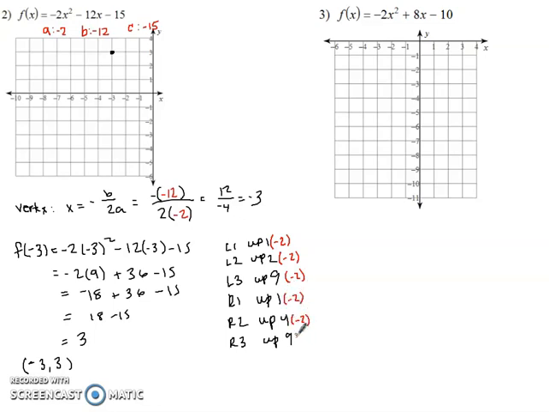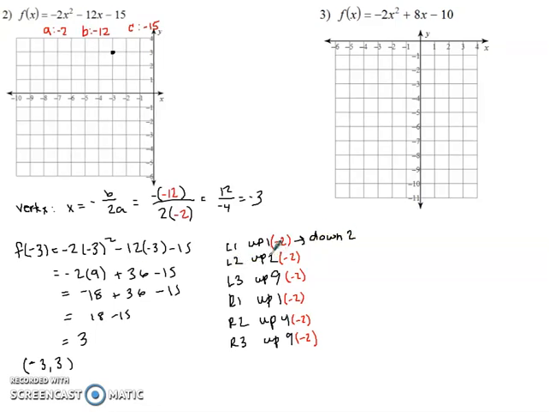Including that negative is extremely important because it's actually going to change our direction. 1 times negative 2 is a negative 2, which actually means I'm going up negative 2 or down 2. Going left 2, I actually should have gone up 4. 4 times negative 2 is a negative 8, which means I'm going down 8. 9 times negative 2 is a negative 18, so up negative 18, which means down 18.